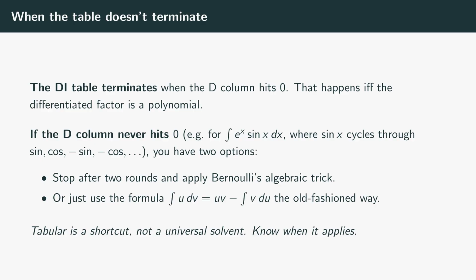In that case, fall back. Either apply parts twice manually and use Bernoulli's algebraic trick from example 4, or just use the standard formula. Integral of u dv equals uv minus integral of v du in long form. The tabular method is a shortcut for one specific shape of problem, polynomial times something easy to repeatedly integrate. Recognize when you're in that shape, use the shortcut, otherwise write it out.